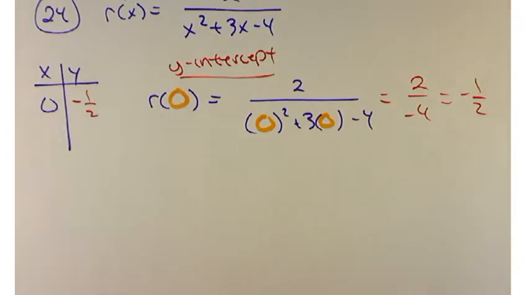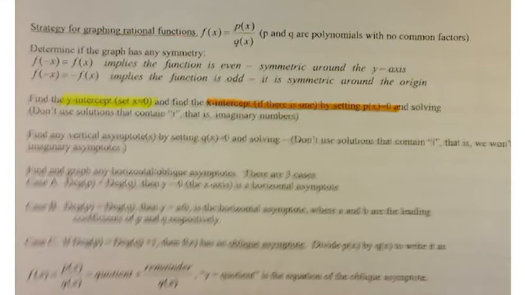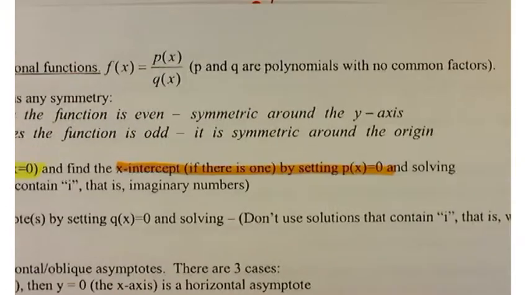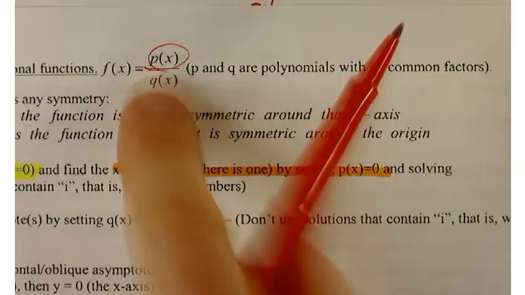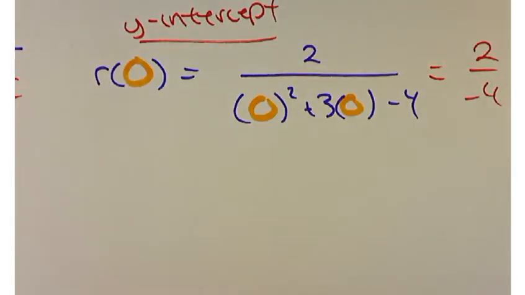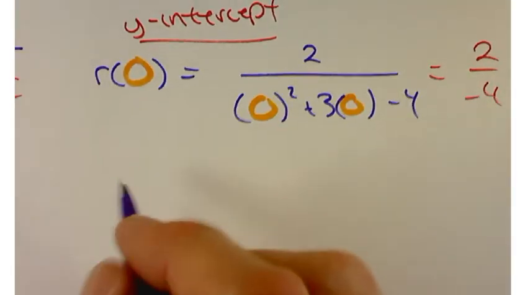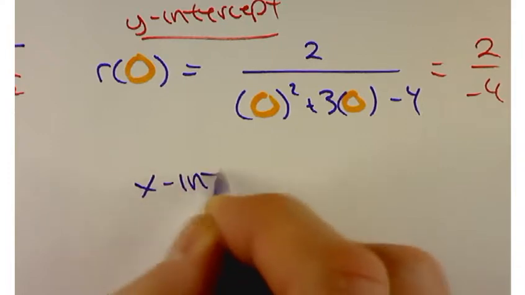What do I have to do to find the x-intercept? Set the numerator equal to 0. Notice it's just the numerator. It's not the whole thing equal to 0. Let's make our life easier. It's just the numerator equal to 0. So you're going to have to help me out on this one because it's confusing. X-intercept.